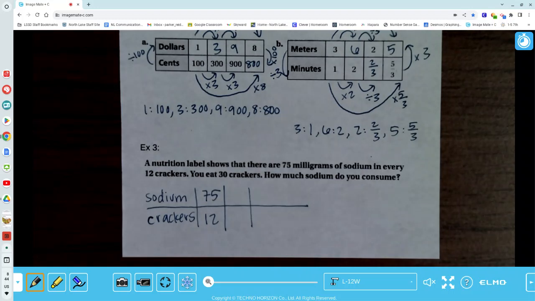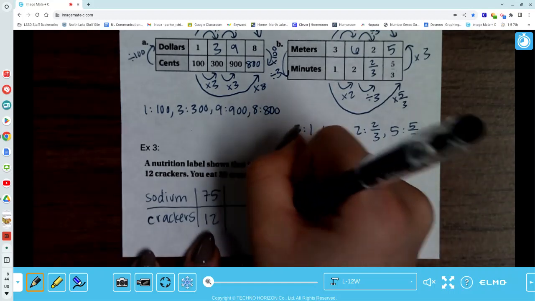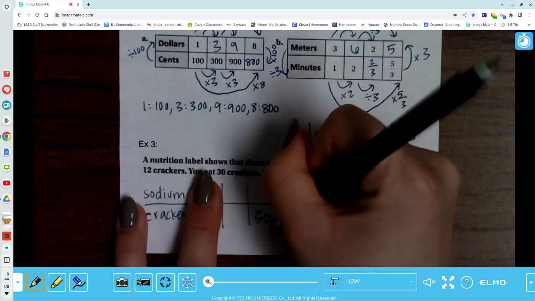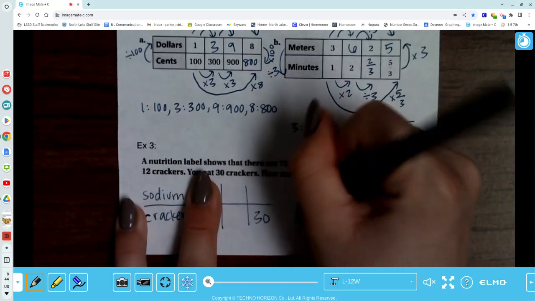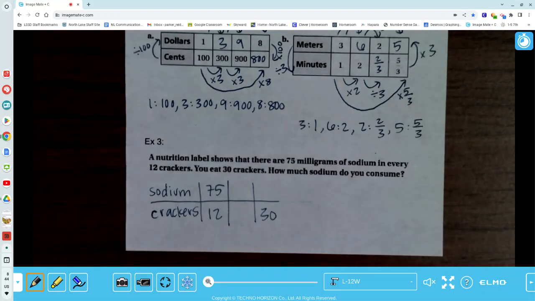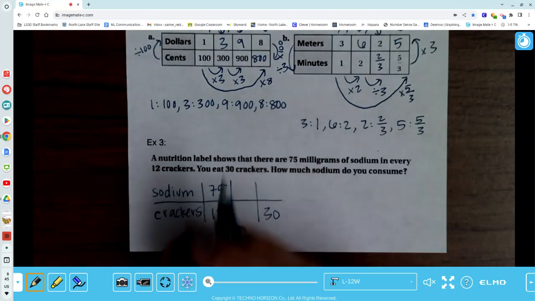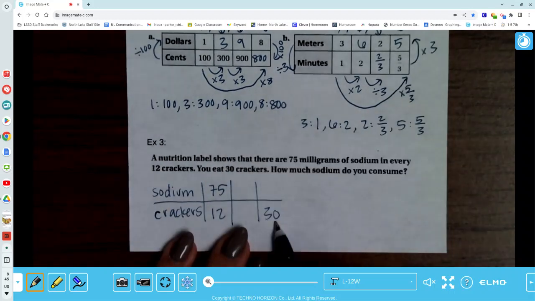Aubrey? So I'm going to put 30 crackers on the bottom, and I'm actually going to leave an empty space in the middle. And that's because trying to go straight from 12 to 30 is not particularly easy, right? If I count by 12s, I get to 24 or 36. So we could multiply it by a fraction or decimal, but to avoid that, I'm going to give myself room in the middle to do kind of a step in the middle that might help me. So my goal is to find what number goes right there, how much sodium is in these 30 crackers.